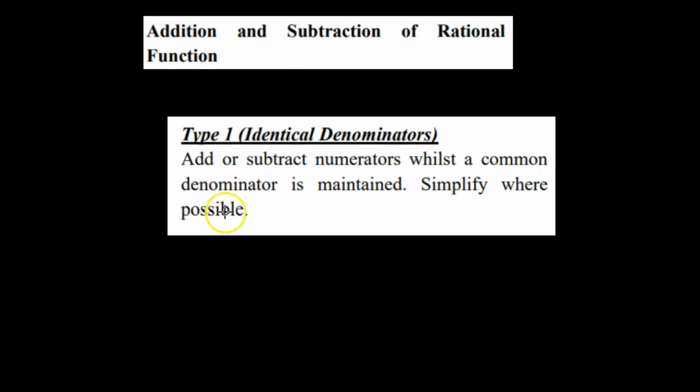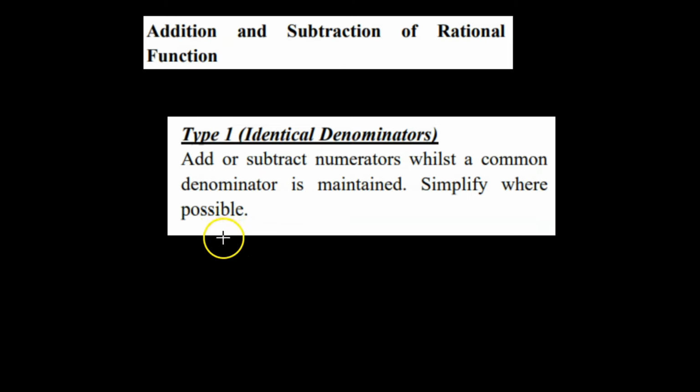Now, we have different kinds or types. Taking them one after the other, we have type 1, when you have identical denominators. It's like adding and subtracting fractions that have a common denominator. All you need to do is select one of the denominators as your LCM, and then add or subtract the numerators. The same idea applies to rational functions. So when you have identical denominators, add or subtract numerators whilst the common denominator is maintained. Then you simplify your answers where possible.